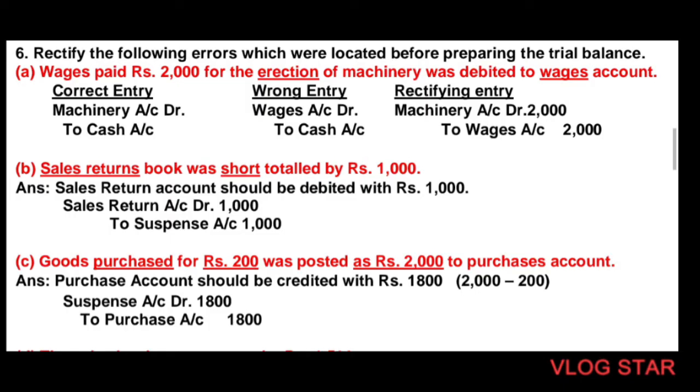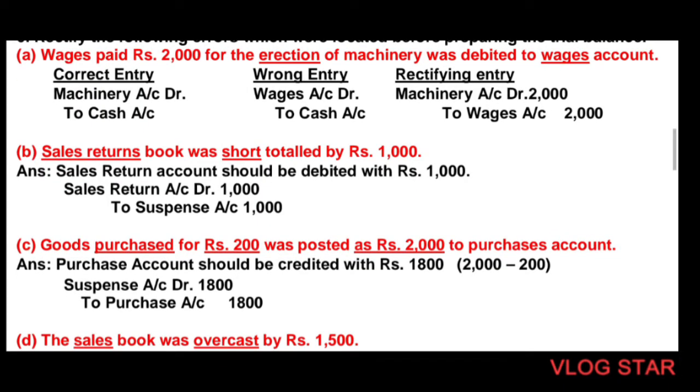So first you have to write the correct entry in the first rectifying entry. Machinery account debit 2000. See the rectify entry: machinery account debit 2000. Now see the wrong entry: wages account debit. So if we want to rectify, we have to write on the opposite side, credit. Now see the rectifying entry: to wages account 2000. So now it has been rectified. So if the wrong entry is written on the debit side, you have to write in the rectifying entry on the opposite side, the credit side. Okay, next one.